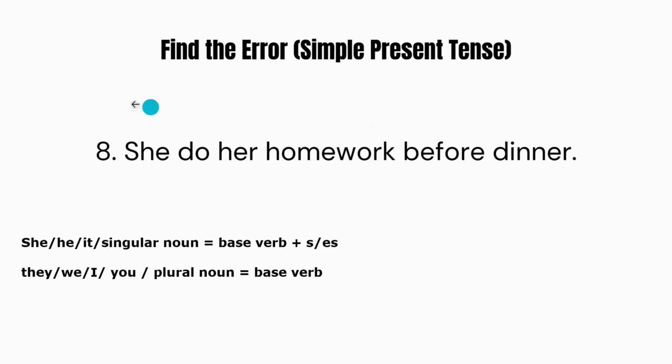Number 8, she do her homework before dinner. And I'm sure you got this right. We should say she does her homework before dinner.